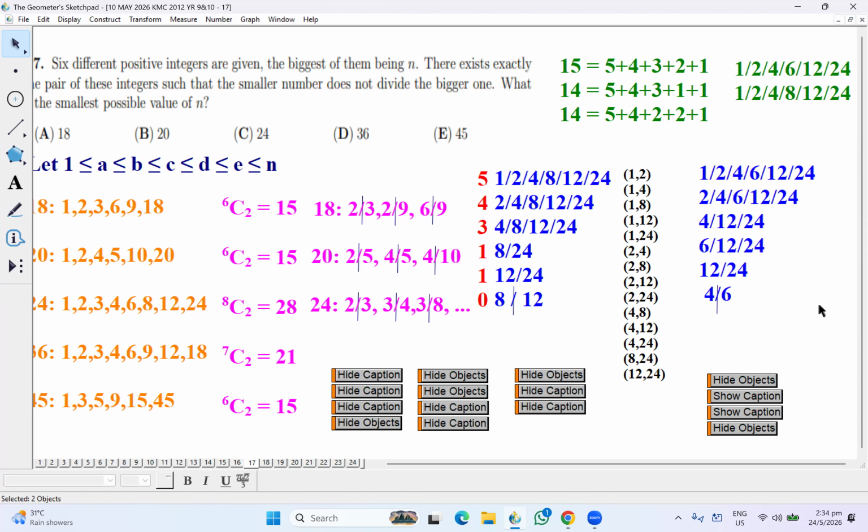If we take the 1, 2, 4, 6 one, okay, 5 pair, 4 pair, then 2, 2, 1. 5, 4, 2, 2, 1. This one is 5, 4, 3, 1, 1. So got exactly 1 pair cannot divide. 4 cannot divide 6. That's all only.